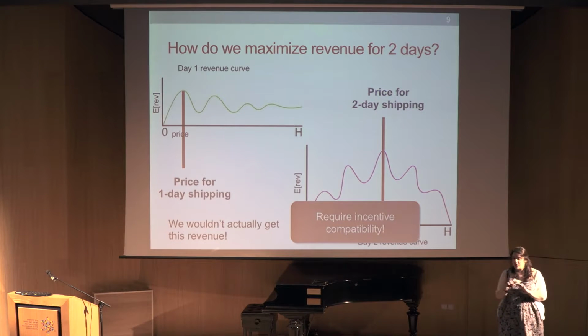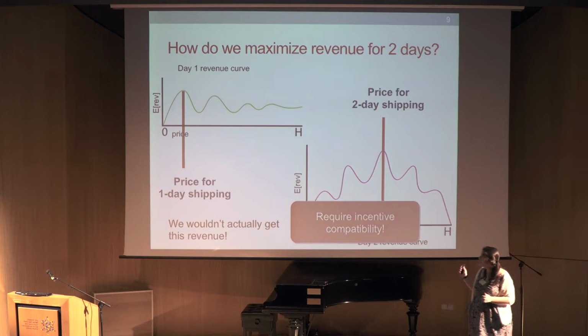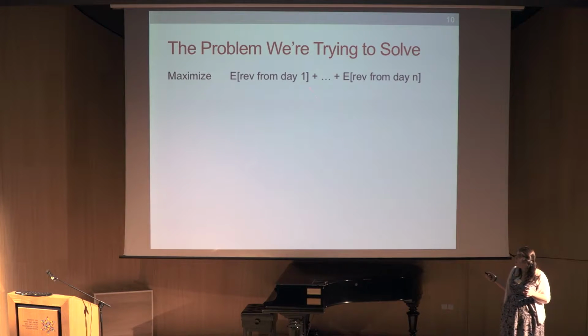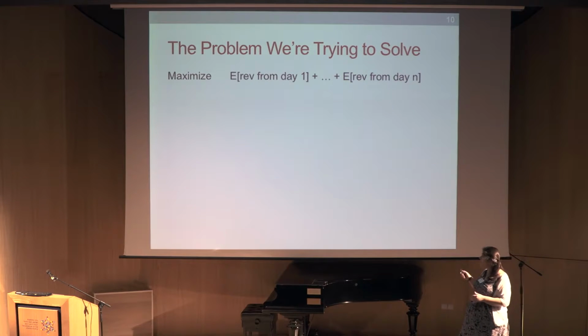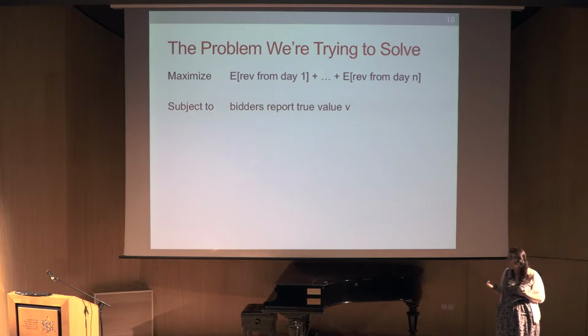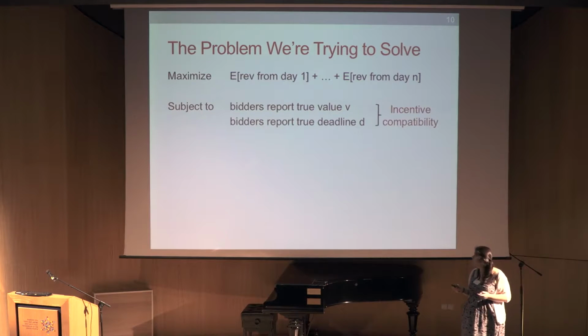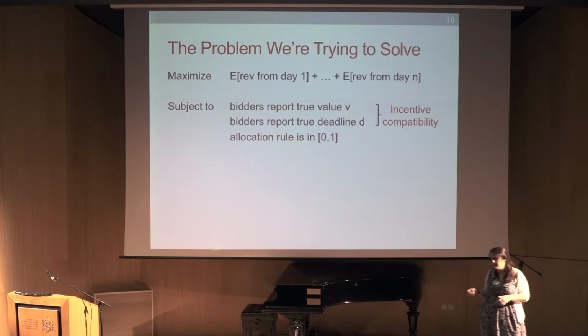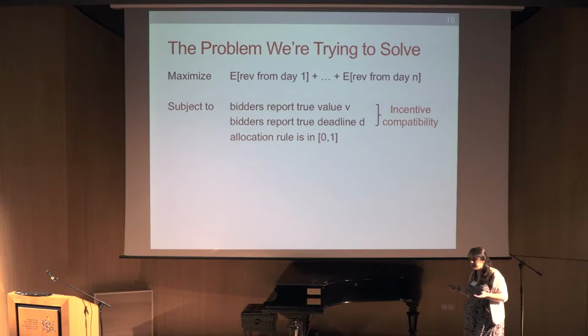Okay, so I'm just trying to set up the problem we're trying to solve here, which is we want to maximize our revenue from, again, when I say day one, I mean customers with a deadline of day one and so on. We want to maximize our revenue from customers with each different deadline, subject to, we want bidders to report their true value and their true deadline. So these are incentive compatibility constraints. And of course, we want our allocation rule to be feasible, to be a probability in 0 to 1 of service. Okay, is the problem clear?